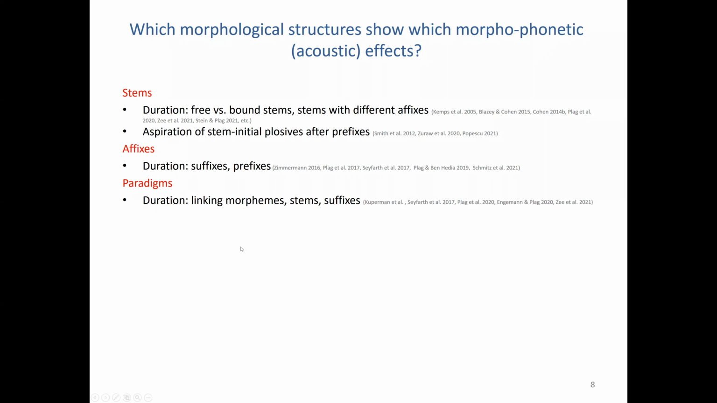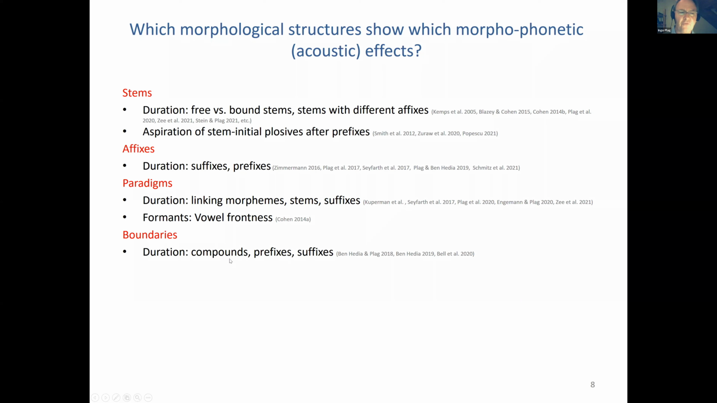We also find effects in paradigms. That's the one that I mentioned with, for example, Cooperman's study of the Dutch linking morphemes, but similar effects have also been found in paradigms with stems and suffixes, and I will say more about that later. Formants, the paradigm structure can influence the vowel formants, and also at boundaries, at morphological boundaries, people have found effects for compounds, for prefix boundaries, and for suffix boundaries, where something happens across the boundary, and if you have the same sequence, for example, of sounds without a boundary, then things play out differently.